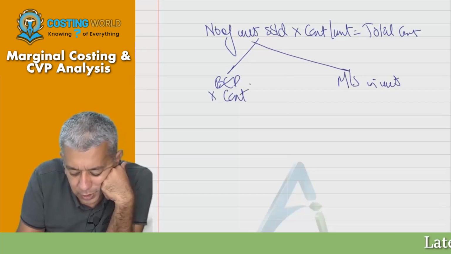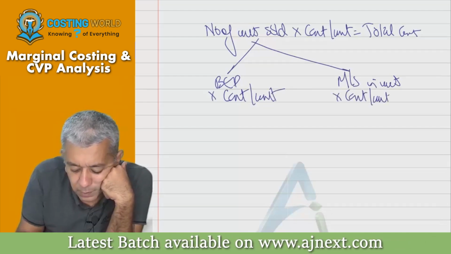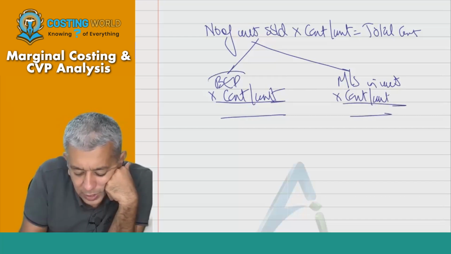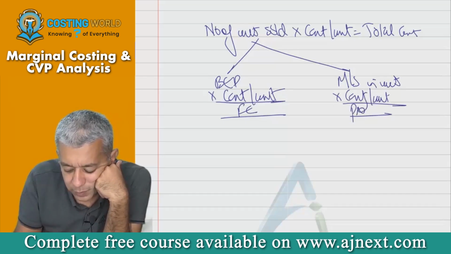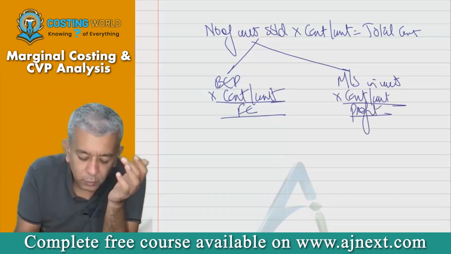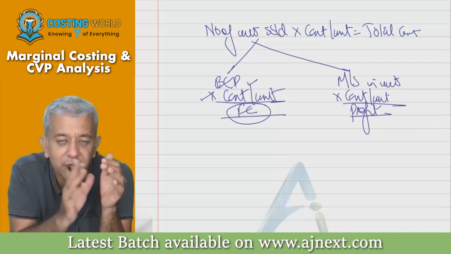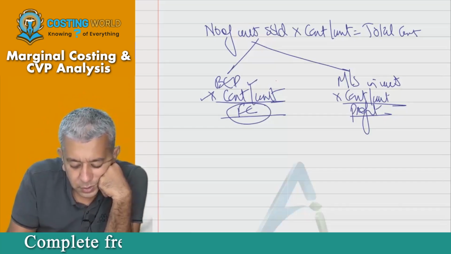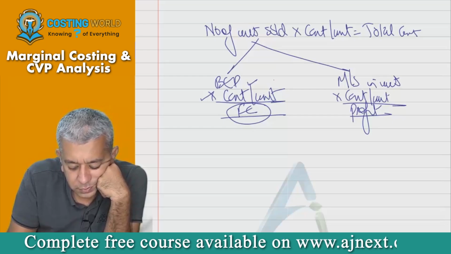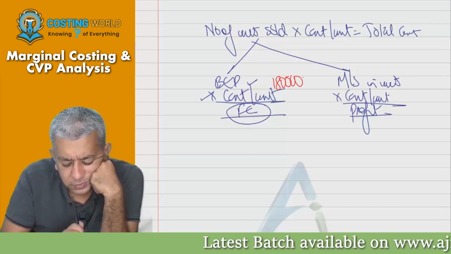Whenever you sell your product, you earn contribution. But at break-even point, you earn enough contribution to meet your fixed cost. On the remaining, whatever you get will be your profit. You want this particular data. For that, you want break-even point in units and contribution per unit. Everybody tell me, do you all have break-even point in units? Yes, sir. That is how much? 3 lakh. Break-even point, beta, 1,80,000, I guess?